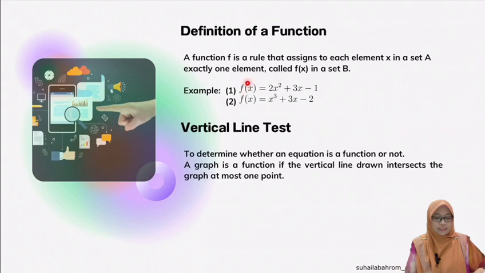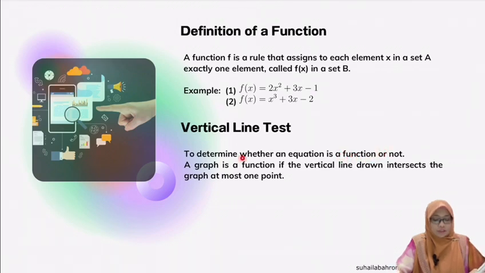This is an example of a function. We have f(x) = 2x² + 3x - 1, and this is a quadratic function. And the second one, f(x) = x³ + 3x - 2, is an example of a cubic function. There are two ways to determine whether an equation is a function or not. The first one is the graphical method, which is by using the vertical line test.